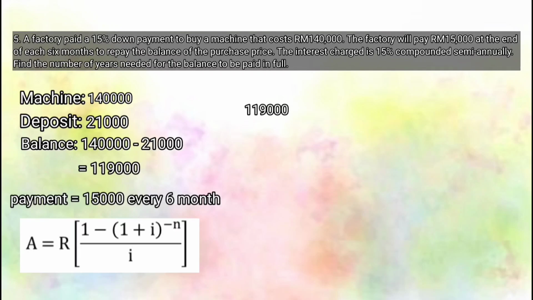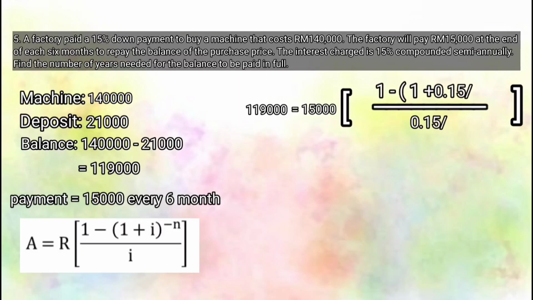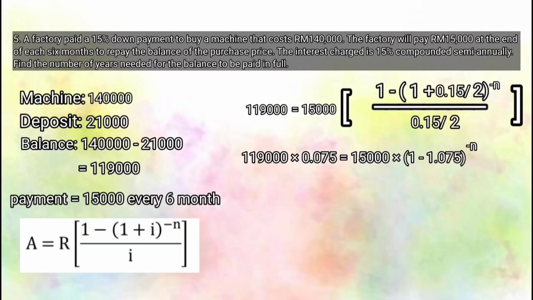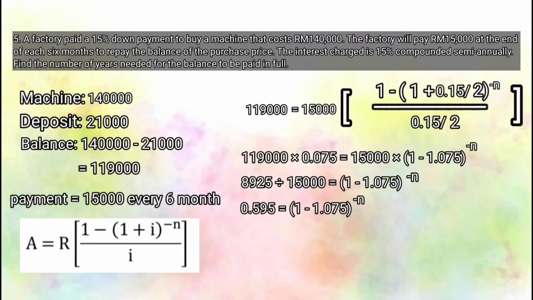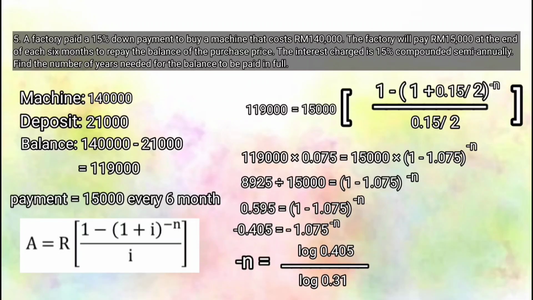Here, A equals 119,000. R, which is the payment, equals 15,000. i equals 0.15 divided by 2. First, substituting the values, and then simplify step by step. Multiply 119,000 by 0.075, and then divide by 15,000. Subtract from 1, remove the negatives, take logs, and solve for N.